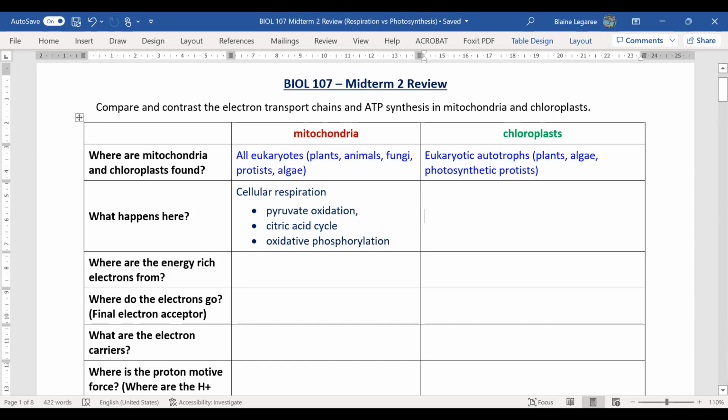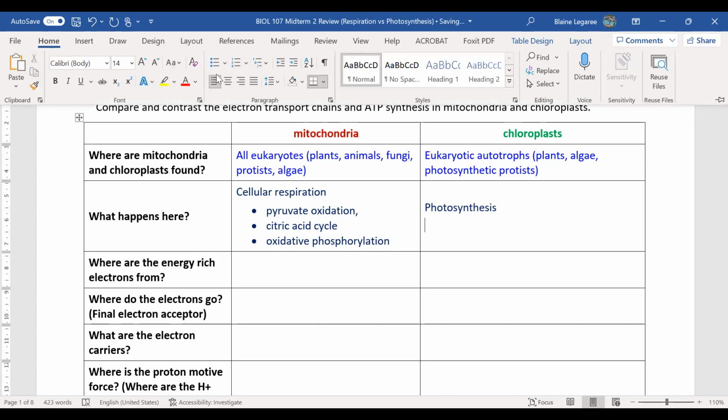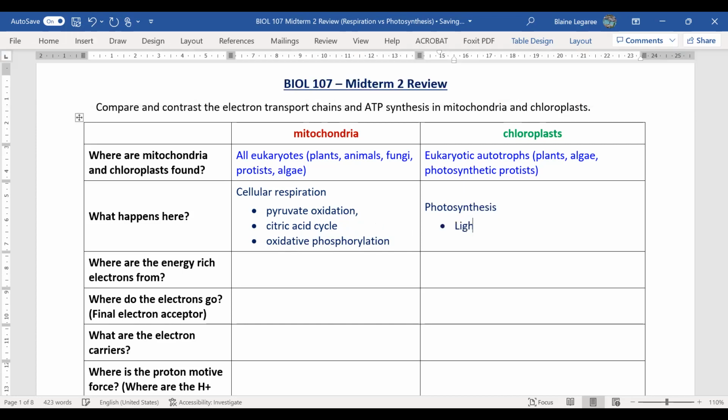What happens at the chloroplast? Photosynthesis. So remember photosynthesis, we kind of break it into 2 parts. We call it the light reactions, or the light-dependent reactions. And part 2 is, of course, the Calvin cycle, which is probably better off being called carbon fixation. There are other things that go on in mitochondria and chloroplasts. In chloroplasts, we store starch and things like that, but we're really focusing today on respiration versus photosynthesis.